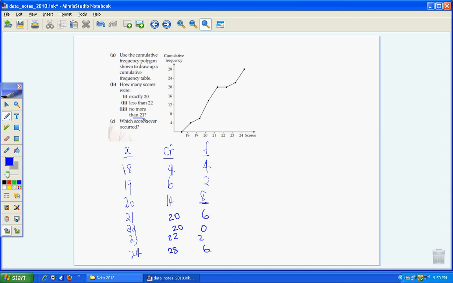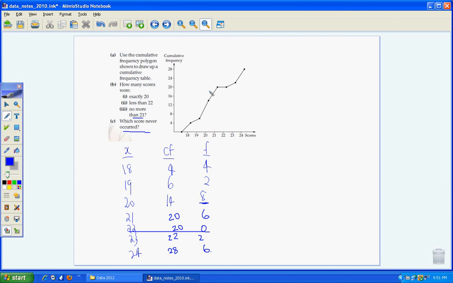So just be careful about the language. More than 21 there. Okay. And then which score never occurred? Well, we have a look and see at 22, because the cumulative frequency didn't change, that means the frequency for 22 was 0. So that's the score that never occurred. There was no scores of 22 in this set.